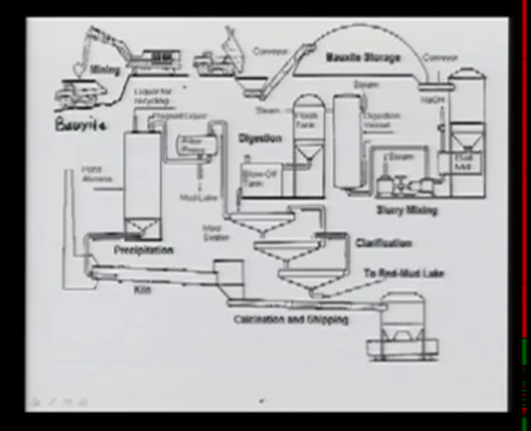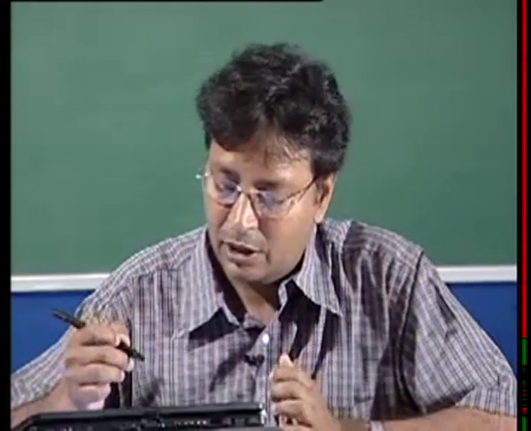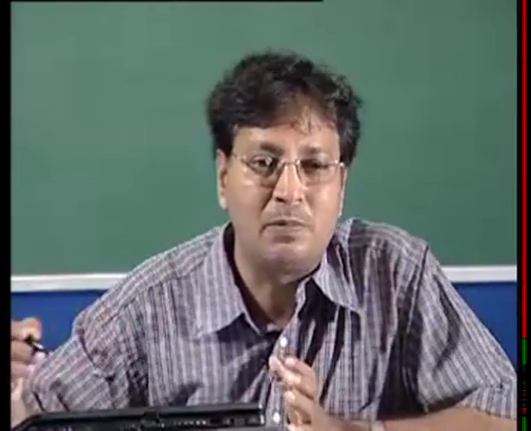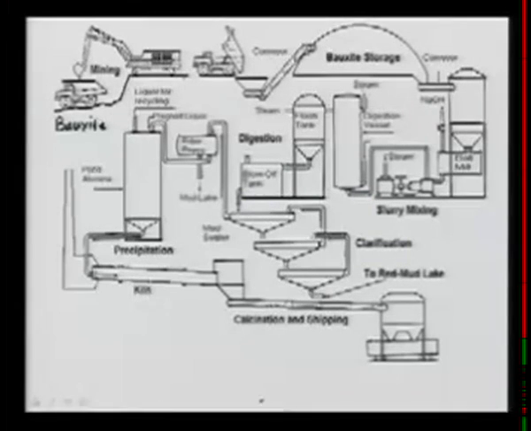Then it is transported to the alumina plant. The alumina plant can be far away from the bauxite mining area, or it can be very close to it. There are many factors that decide where the plant should come up. But let's not get into the siting of the plant, let's get into the processing.